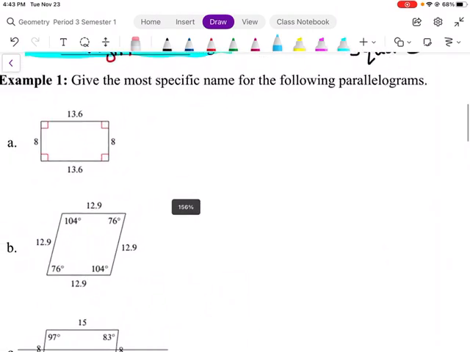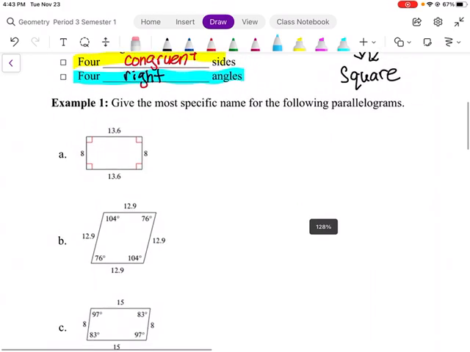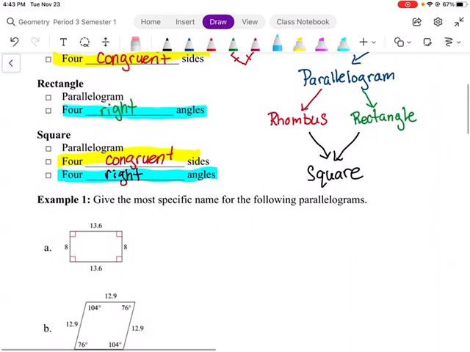Using this information, we are going to give the most specific names for the following parallelograms. So we know a rectangle has all of the properties of a parallelogram and it has 4 right angles, which is what this one has. We know it can't be a rhombus because the side lengths aren't all the same, so that makes it a rectangle.